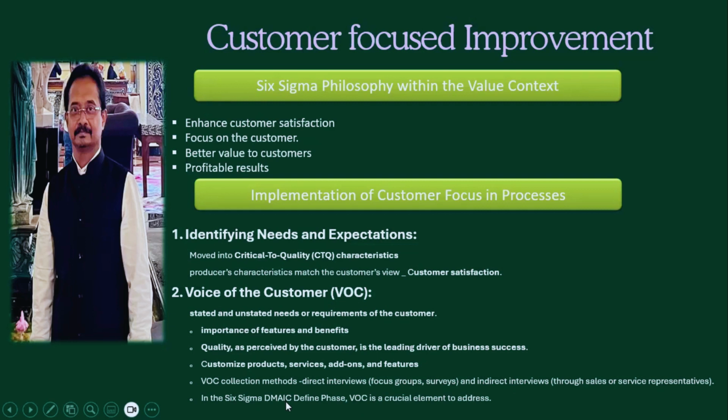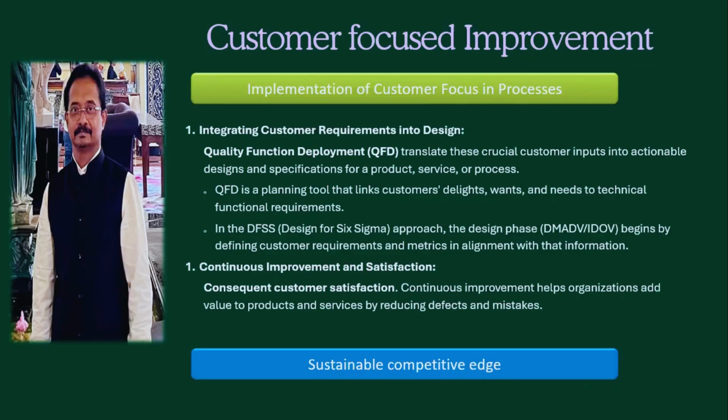In the Six Sigma DMAIC, in the define phase, we focus on the VOC. That is very, very crucial for the define phase. As I told you, in all other management, identifying the VOC is a bigger challenge, but we don't have that problem. We know very well what the client needs and what the voice of the customer is. And then, integrating the customer requirement into the design.